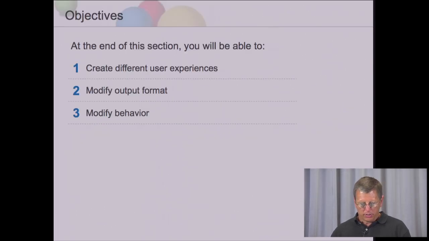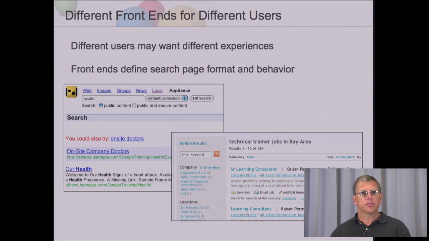Now let's take a look at how we can create different user experiences for different user groups. This can include modifying the look and feel or the output that's displayed, or we can modify the behavior, some of the functions that are displayed on the search page. To begin, different user groups may want to have different experiences, and you can provide them using what we call front ends. In the examples here, we see a front end on the left, which has been modified.